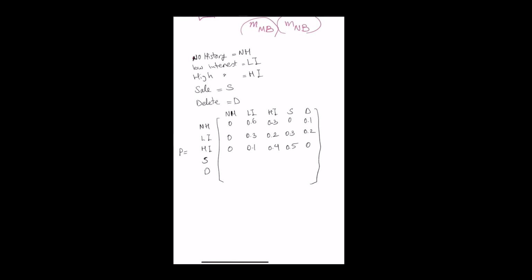So obviously the customer has sold, it's not going to change at all. So the customer is going to stay in that state. If the customer has been deleted from the database, then the customer has been deleted from the database and there's nothing we can do. The customer is not going to go back to any other state at all. Okay, so that's the one-step transition probability.